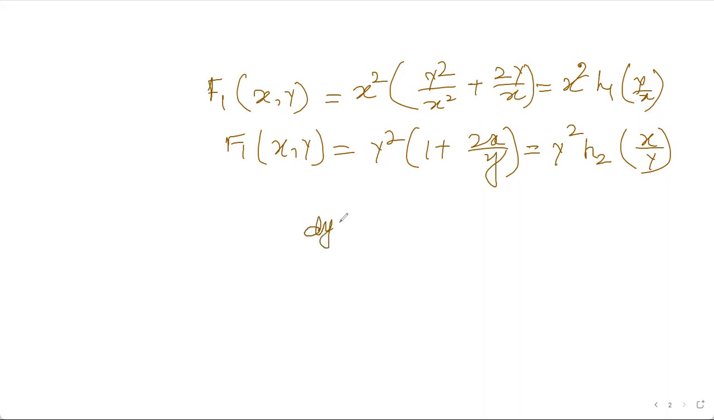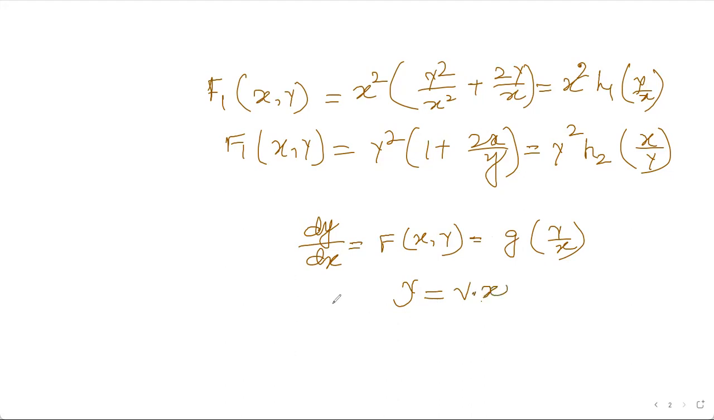Taking an example here, suppose someone writes dy by dx is equal to f(x,y), which is equal to g(y upon x). And if I write y equal to v times x, we can use v·x here. So your equation becomes dy by dx equal to v plus x dv by dx.